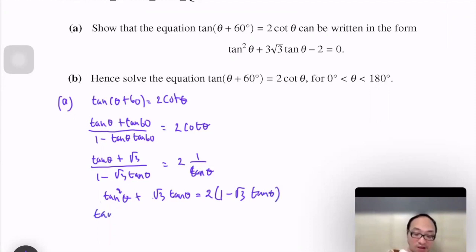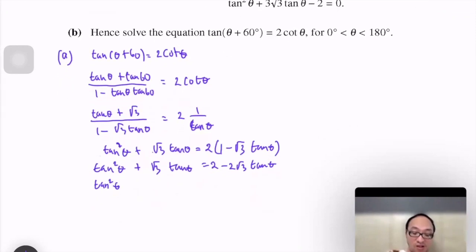So it's tan² θ plus √3 tan θ equals 2 minus 2√3 tan θ, which gives tan² θ plus 3√3 tan θ minus 2 equals 0. Proven.